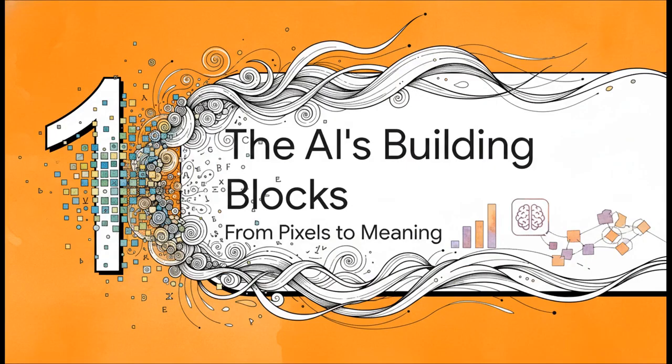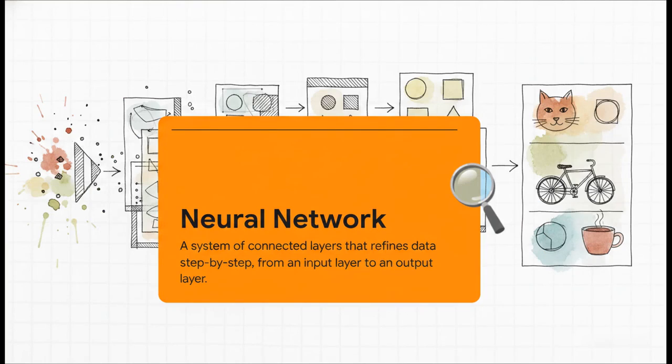Okay, first up, the AI's building blocks. We're starting at the very bottom. We're going to look at how a machine can possibly go from seeing raw data, like a bunch of pixels or just letters in a word, to understanding what it all actually means. At the very heart of all this is the neural network. The best way to think about it is like a pipeline. Raw data goes in one end, and with each layer it passes through, it gets a little more refined, a little more understood. The first layer might just see some edges, the next combines them into basic shapes, and the final layers can actually say, hey, that's a cat. It's a step-by-step journey from noise to understanding.